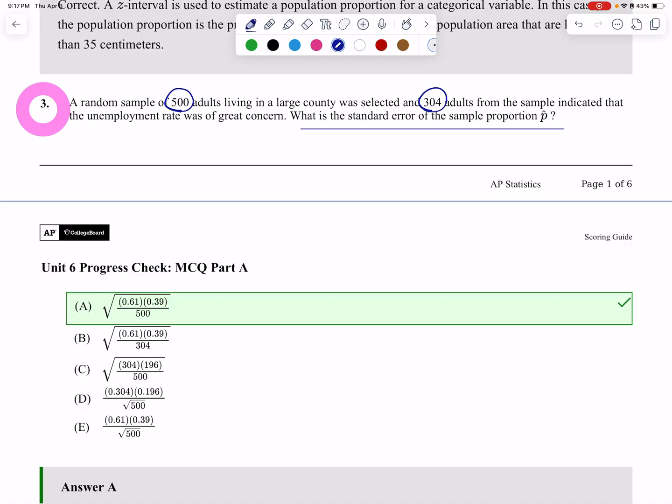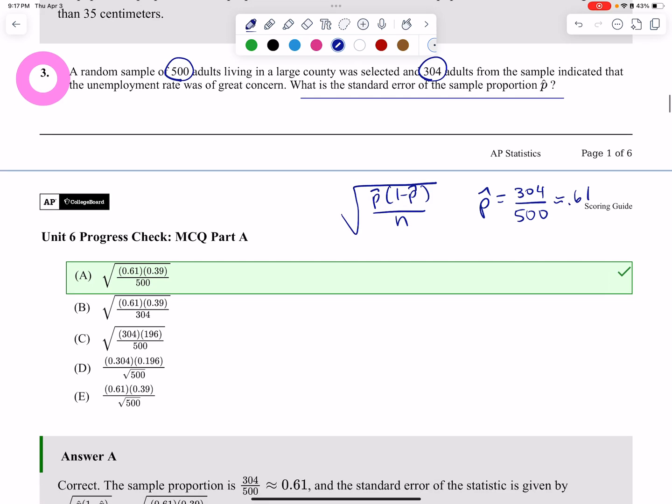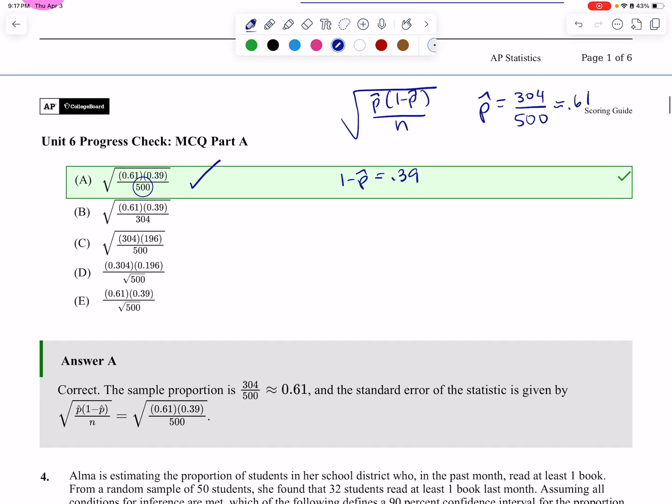The standard error formula, if you look on your formula chart, is the square root of p hat times 1 minus p hat over n. That's on the one sample proportion formula chart. My p hat is equal to 304 over 500, which is about 0.61, and 1 minus p hat is 0.39. A is the only one that satisfies the problem because I've got 500 here as my n, and the rest of them don't.